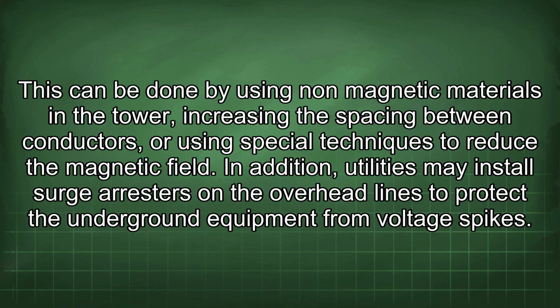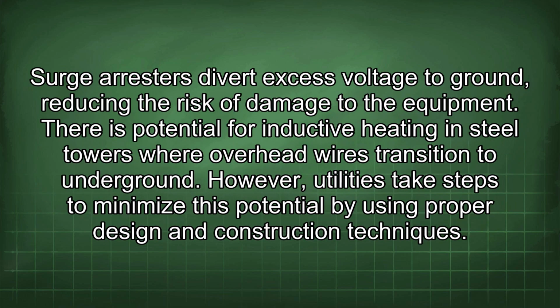This can be done by using non-magnetic materials in the tower, increasing the spacing between conductors, or using special techniques to reduce the magnetic field. In addition, utilities may install surge arresters on the overhead lines to protect the underground equipment from voltage spikes. Surge arresters divert excess voltage to ground, reducing the risk of damage to the equipment.